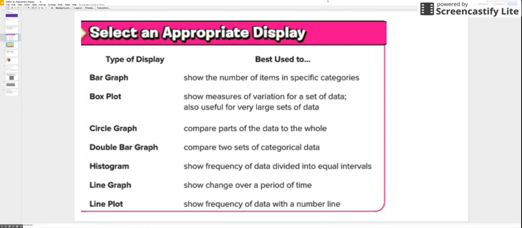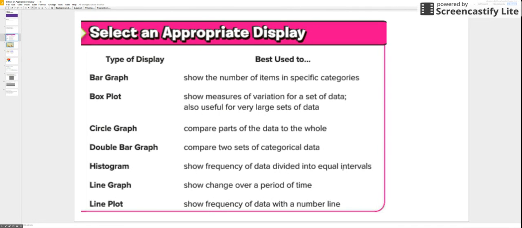A histogram is used to show frequency of data divided into equal intervals. So intervals, so time intervals. So in 1 to 10 days and 11 to 20 days, something like that. A line graph is to show change over a period of time. A line plot is to show frequency of data with a number line. So line graph is always used with time. Line plot is mostly frequency.